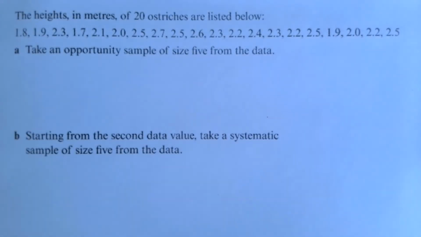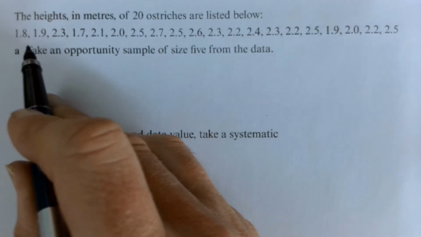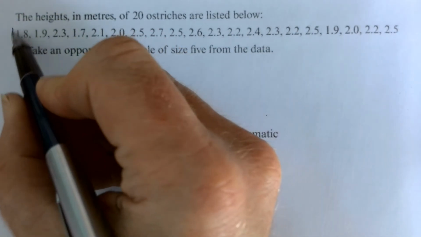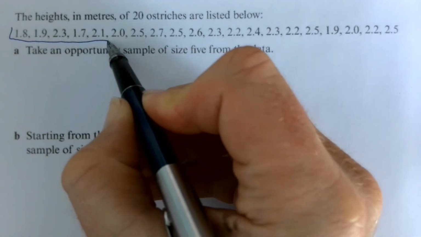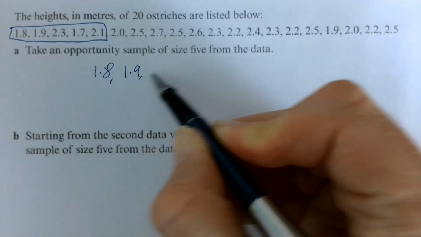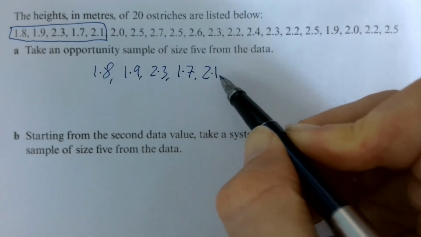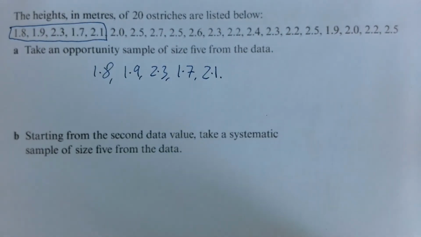Right, there will be 4 parts to this question eventually, but have a crack at the first 2 first. Right, so an opportunity sample is, I'm just going to take the first ones that you get. So 1, 2, 3, 4, 5. And I suppose I should write those down, really. And that's all that is.